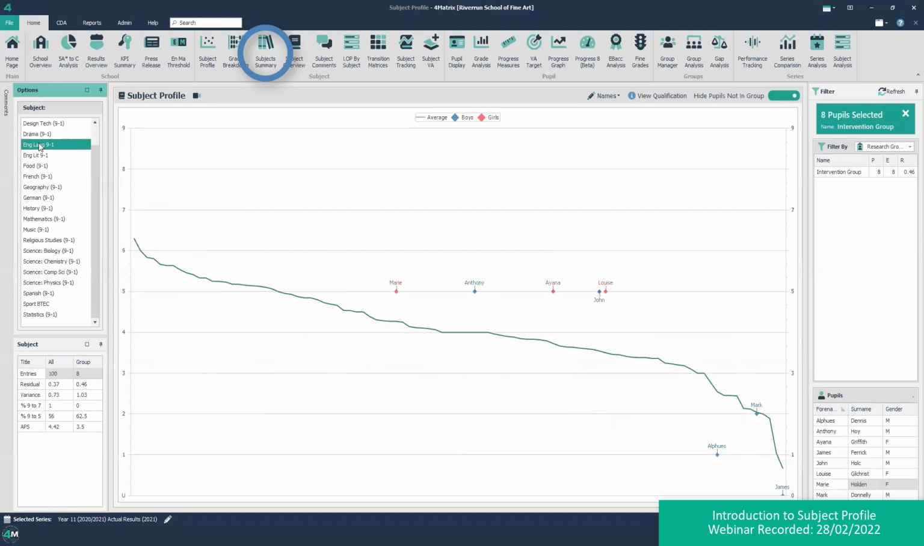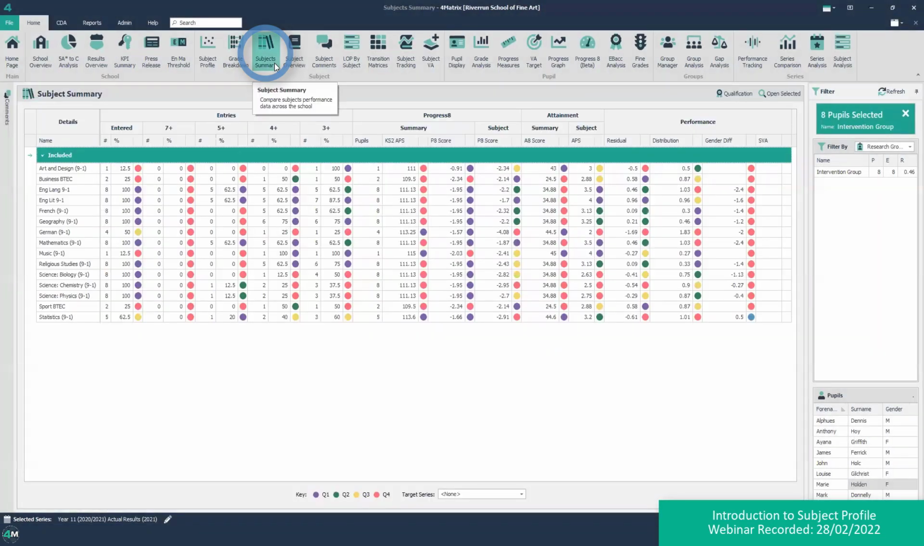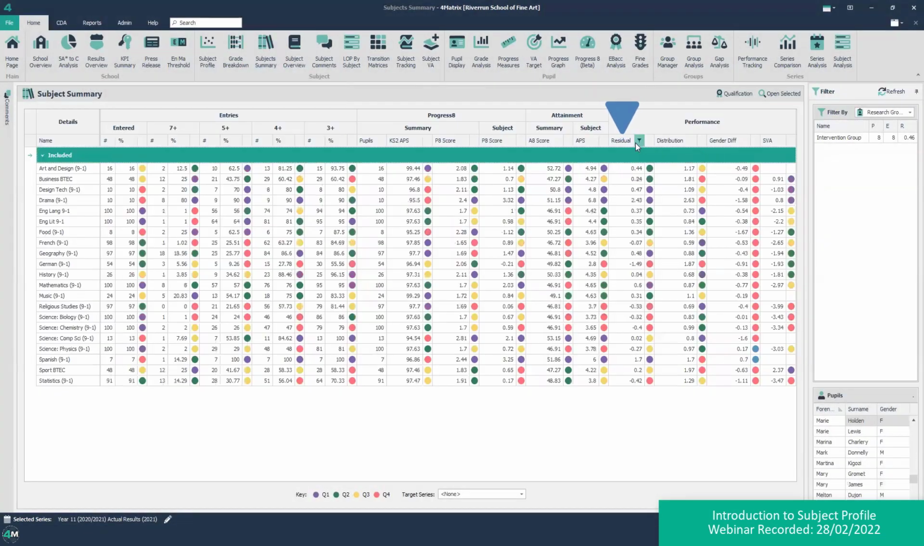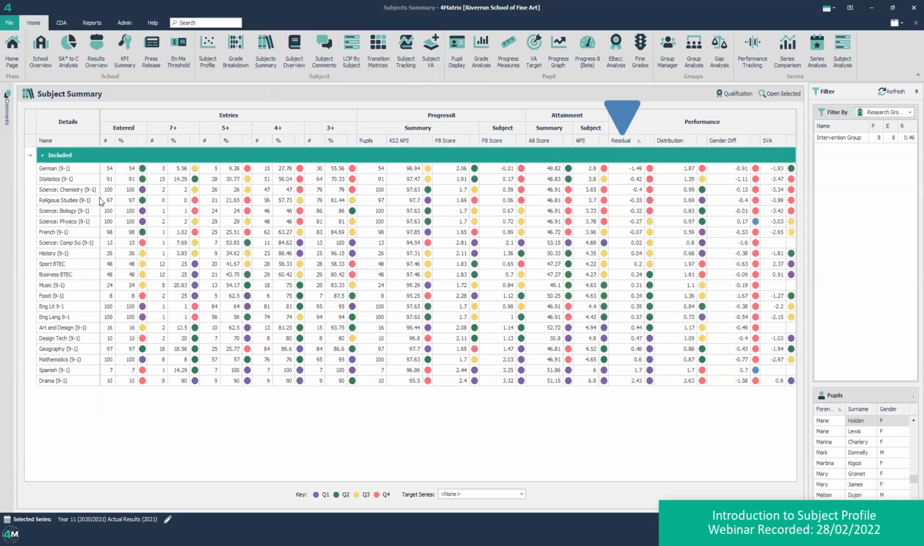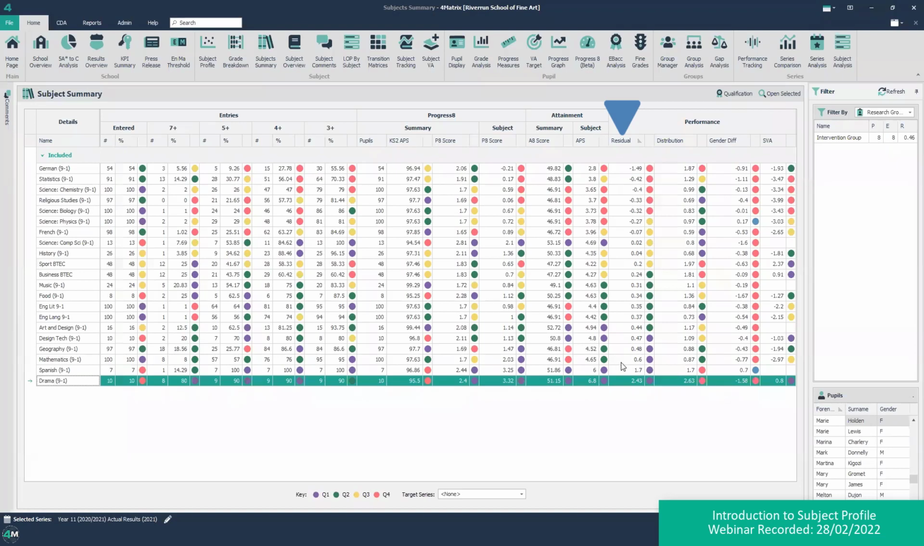So we will now move on to subject level analysis. This will look in a bit more detail at the subject summary tool. So if we sort by residual again by clicking on the header, you can see that German's got the lowest residual and drama's got the highest.